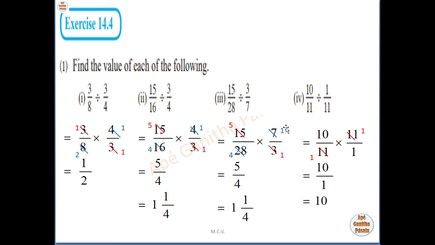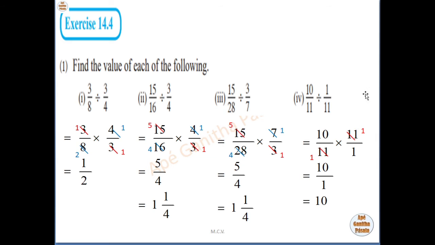7 and 28 are divisible by 7. 7 divided by 7, 1. 28 divided by 7, 4. Now multiply numerators together and denominators together. 5 multiplied by 1, 5. 4 multiplied by 1, 4. 5 over 4. Improper fraction, like the previous one, you can convert into a mixed number, that is 1 and 1 over 4.